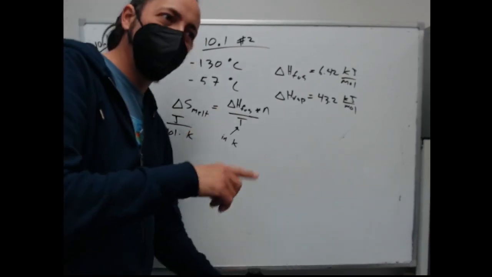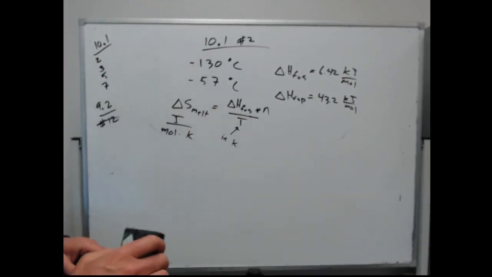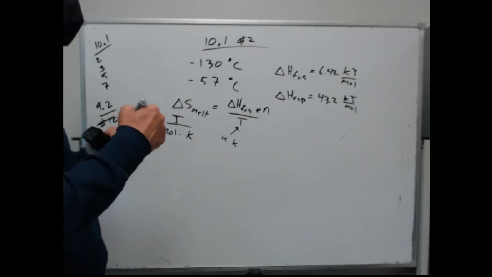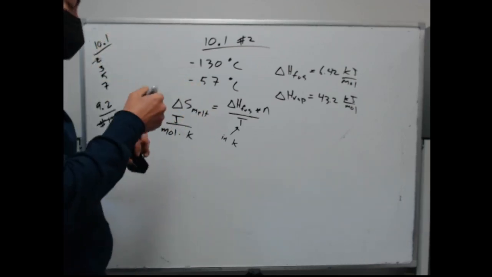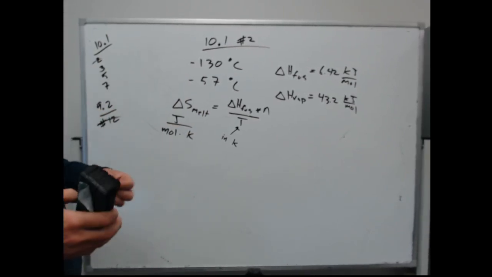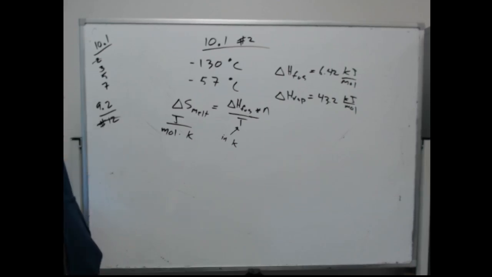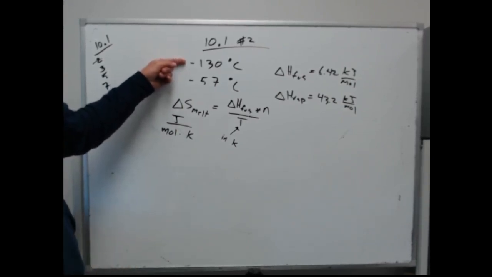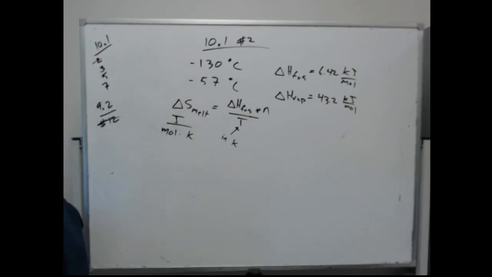Okay, so unit analysis again. That's number 2. Any questions on number 2 before we move on? Since it's melting, like from ice to water, we're taking it from the freezing temperature? The phase change happens at the freezing temperature. So negative 130 plus 273 is going to get you to 140-ish. 143 Kelvin, yeah. There we go.